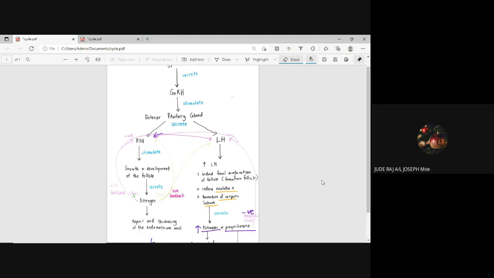Madam, what is the difference between positive feedback and negative feedback? Negative feedback kita nak decrease the level. Positive feedback kita nak increase the level.